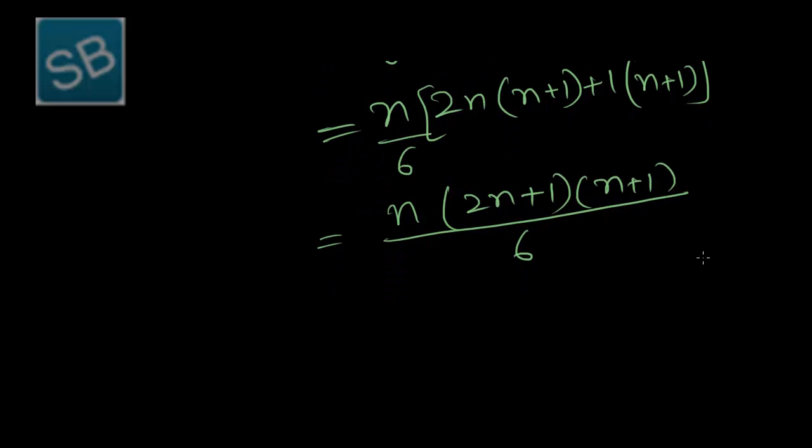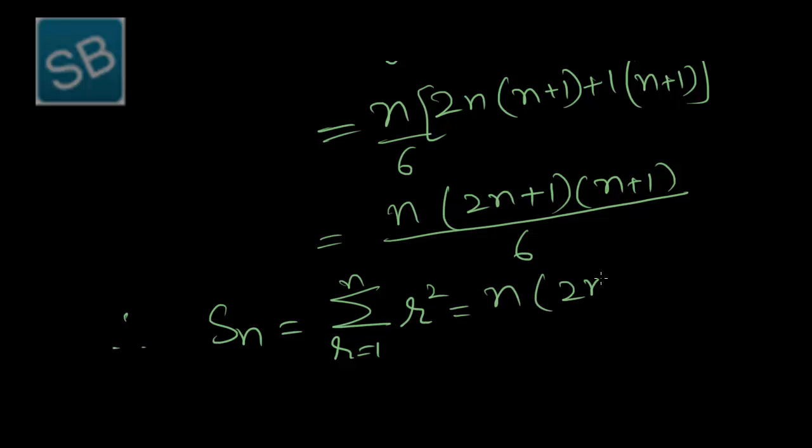So we get Sn, which is equal to summation r from 1 to n r square is equal to n into 2n plus 1 into n plus 1 over 6. So this is the sum of squares of natural numbers.